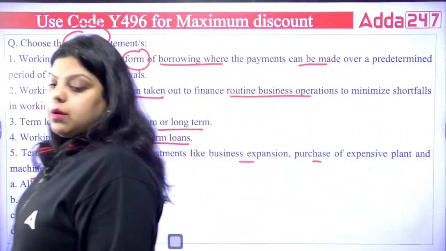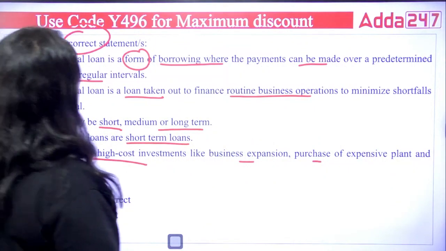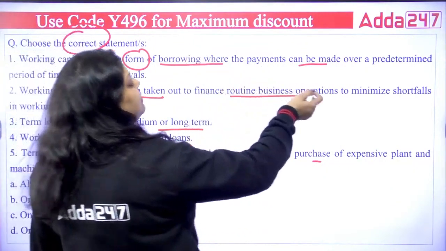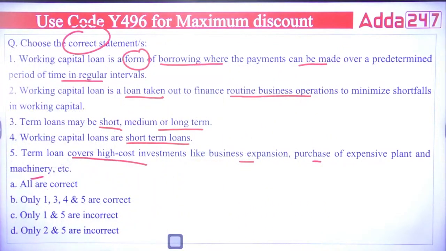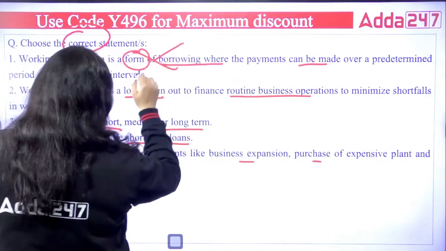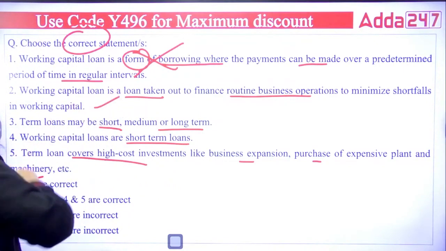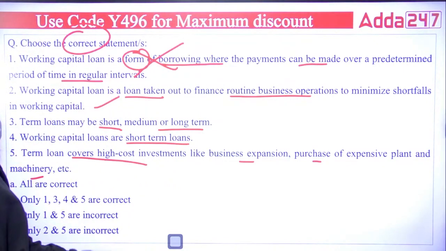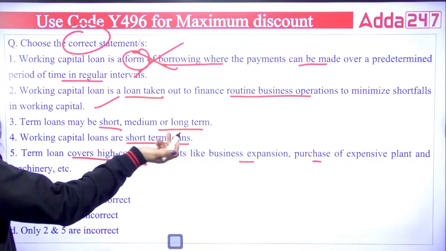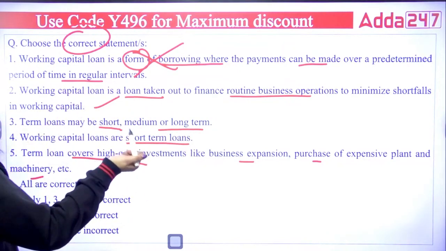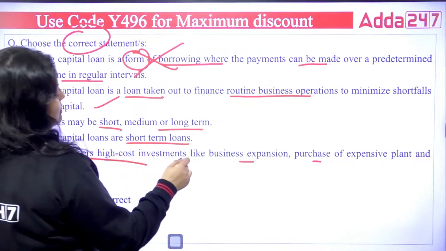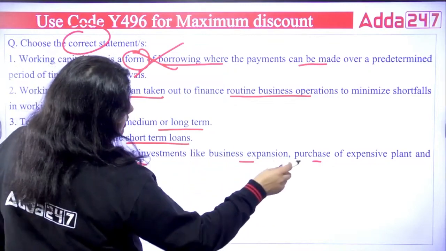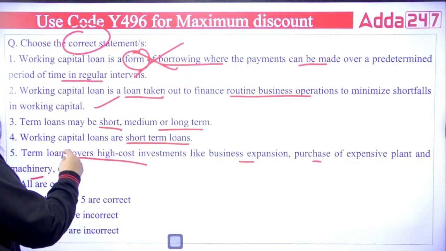Okay. So first is saying working capital loan is a form of borrowing where payment can be made over a predetermined period at regular intervals. Is it true? So the first statement is not true. The second is true, that working capital loan is a loan taken out to finance routine business transactions. Term loan may be short, medium and long. This is also true. Working capital loans are short term loans. This is also true. Fifth is saying the term loan covers high cost investment, like business expansion, purchase of expensive plant and so on. Not true.